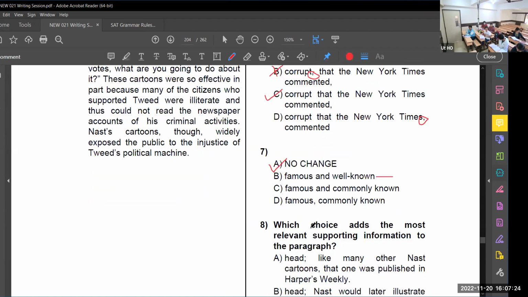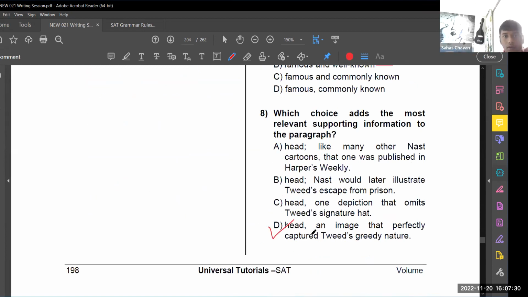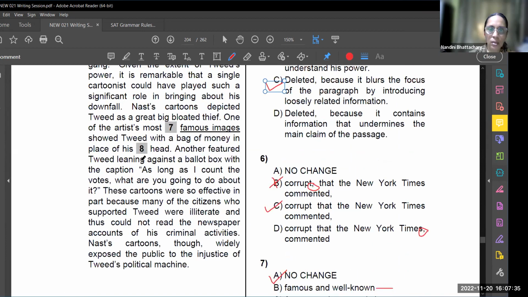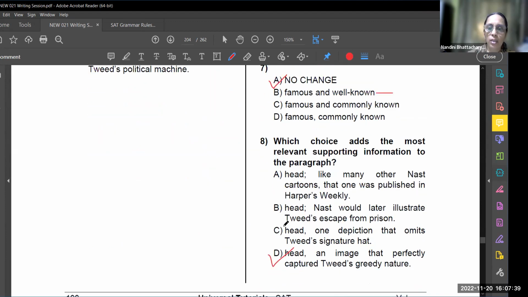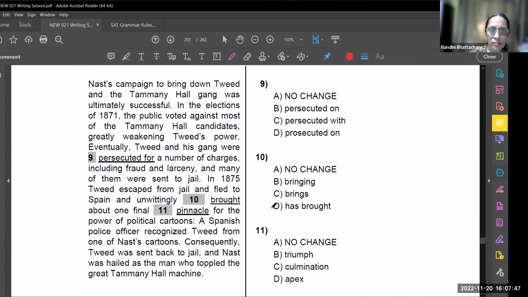Number 8. D? D is the correct answer because it is supporting the rest of the paragraph, the idea of the rest of the paragraph. A, B, and C don't go with the idea of the paragraph. Okay, now coming to number 9.